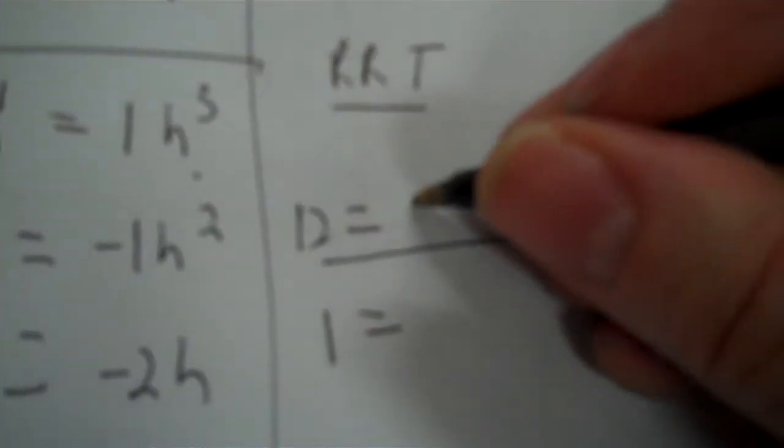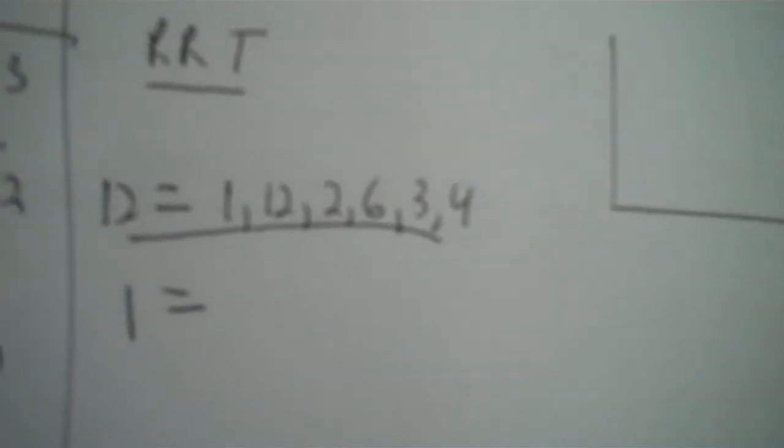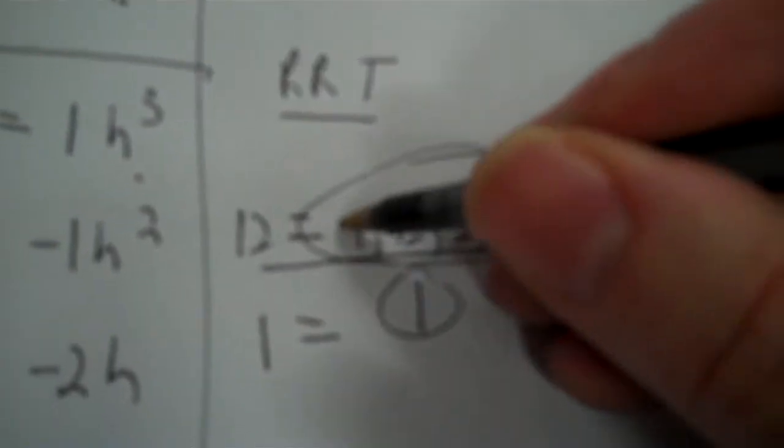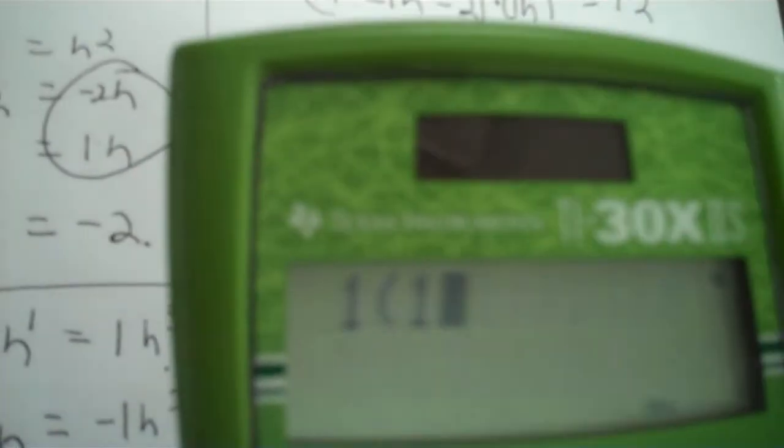The leading coefficient's 1. Factors of 12: 1, 12, 2 and 6, 3 and 4. Okay, now if all you have is a 1, it's really just these with the plus negative in front. Because you just have a 1, you don't really need to divide because it's just the same thing. Start plugging. 1 parentheses 1 to the third minus 1 parentheses 1 to the second minus 2 parentheses 1 minus 12. 1 doesn't work, 2 is a possibility.